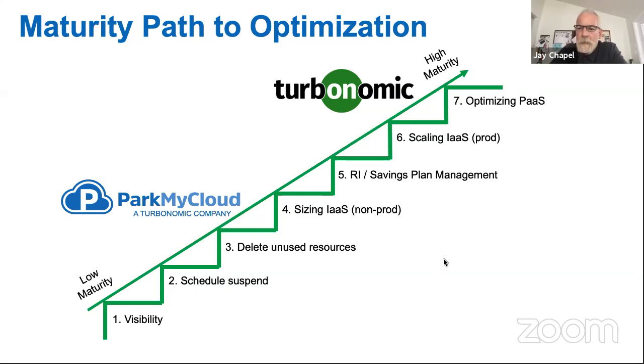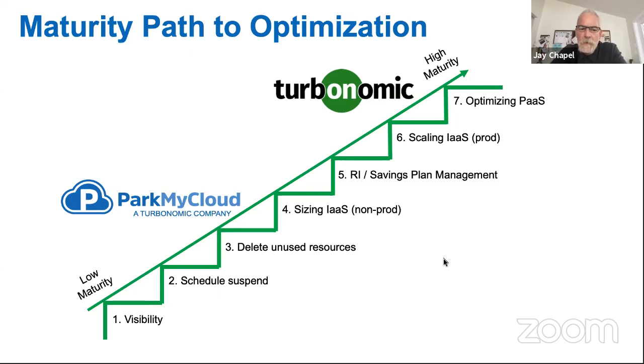So what we like to talk to here with Turbonomic and Park McCloud is the maturity path to optimization. So we look at the maturity of different companies and their use of public cloud. And by that, I'm primarily talking about the use of AWS, Azure, or Google Cloud. Either all three of them, one of them, or two of them. Doesn't really matter to us.